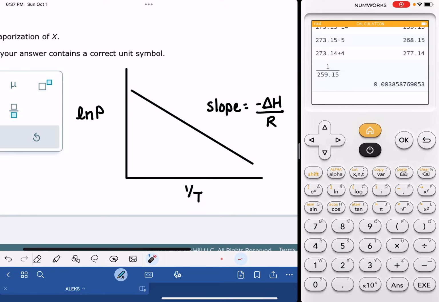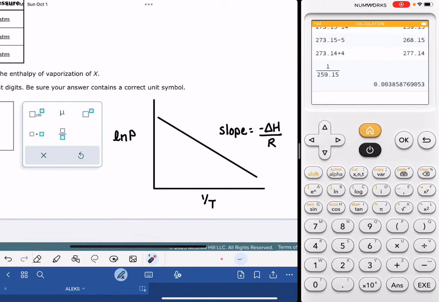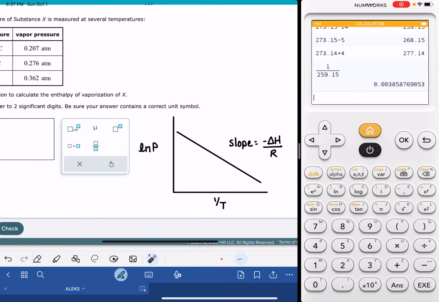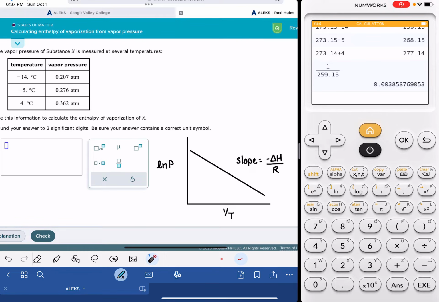I don't want to make it sound easy because it's not quite that easy. The process is relatively simple, but actually executing it is pretty tricky. Our first step is to figure out what the slope is. But before we can figure out the slope, notice that we do have to do some converting of our data. We've been given the vapor pressure. We actually need to know the natural log of the vapor pressure.